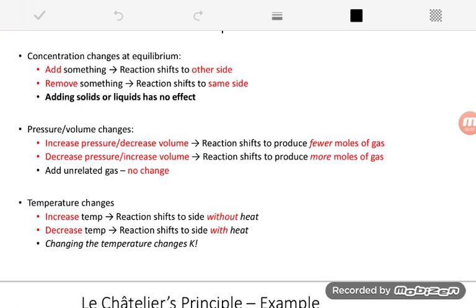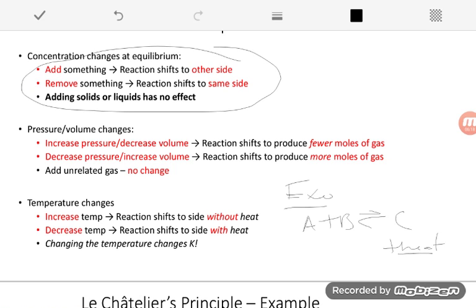Now, of course, if you have an exothermic reaction, so let's see, we had this and I told you it was an exothermic reaction, then you would put the heat on the product side because exothermic reactions release heat. After that, same rules: add something, shift to the other side; remove something, shifts to the same side.